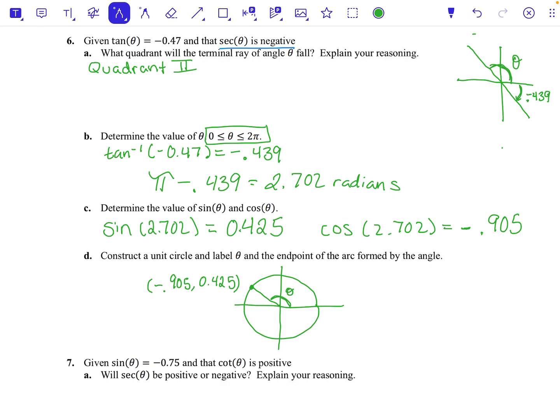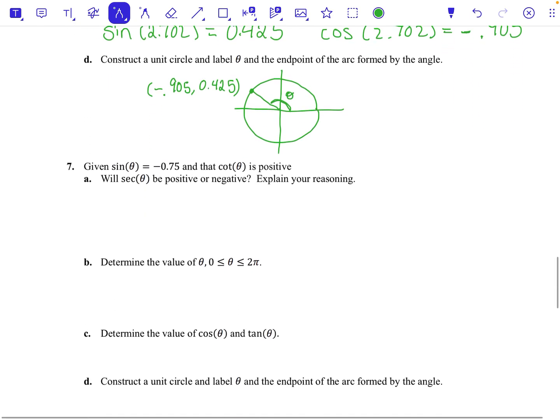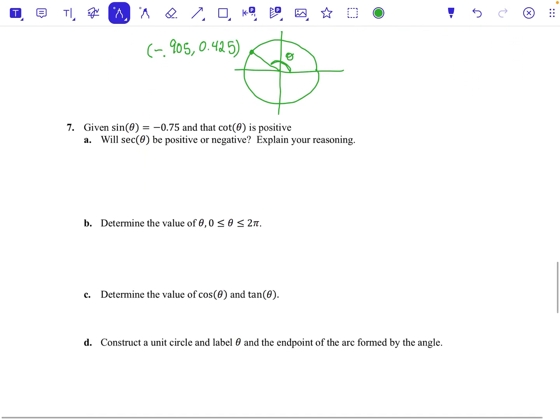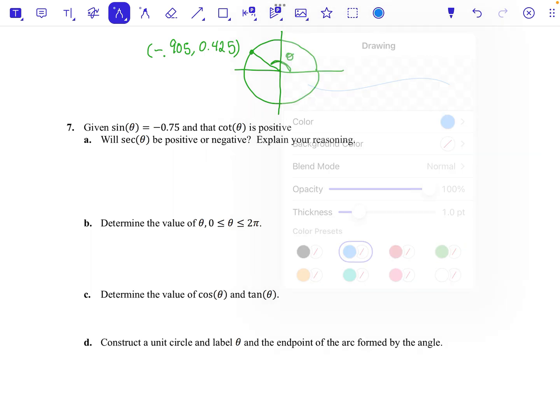And ta-da! Finish the first problem. The next question, number 7, is going to be pretty similar, but we're given some different information to start with, and then basically asked to do a similar sort of thought process with these. So we're told that sine of theta this time is negative 0.75, and cotangent is positive. Then we're asked, will secant be positive or negative?